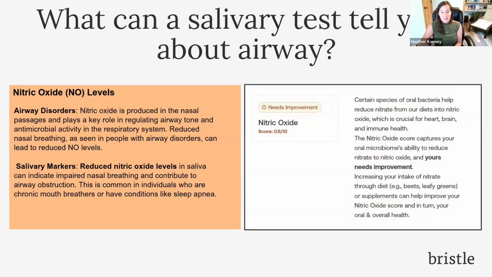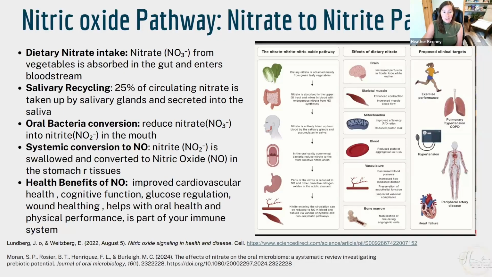So in the bristle test, we look at the ability of the oral microbiome to break down dietary nitrate into nitric oxide. And that's a really important part of vasodilation. It's part of immune system function, and it's part of insulin resistance. So super important components. We don't actually look for nitric oxide in the test. We're looking for the bacteria capable of reducing dietary nitrate into nitric oxide. And there's different salivary factors that play a role in that. So let's just talk about the nitric oxide pathway for a moment.